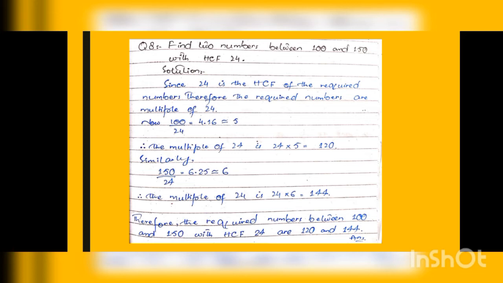Now divide 100 by 24 and you have got 4.16. After rounding it off, you have got 5. Therefore the multiple of 24 is 24 into 5 equals 120. Similar is the case with the second number. Divide 150 by 24 and you have got 6.25. After rounding it off, you have got 6. Therefore the multiple of 24 is 24 times 6 equals 144. Therefore the required numbers between 100 and 150 with highest common factor 24 are 120 and 144.